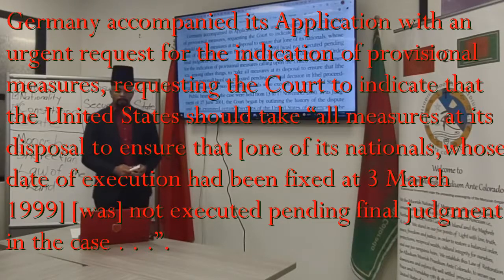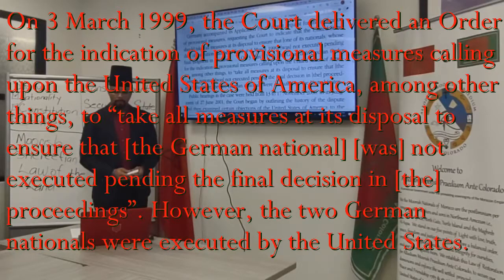Germany accompanied its application by an urgent request for the indication of provisional measures, requesting the court to indicate that the United States should take all measures at its disposal to ensure that one of its nationals, whose date of execution had been fixed at 3 March 1999, was not executed pending final judgment in the case. On 3 March 1999, the court delivered an order for the indication of provisional measures calling upon the United States of America, among other things, to take all measures at its disposal to ensure that the German national was not executed pending the final decision in the proceedings. However, the two German nationals were executed by the United States.